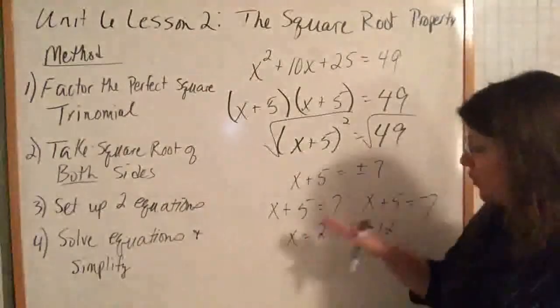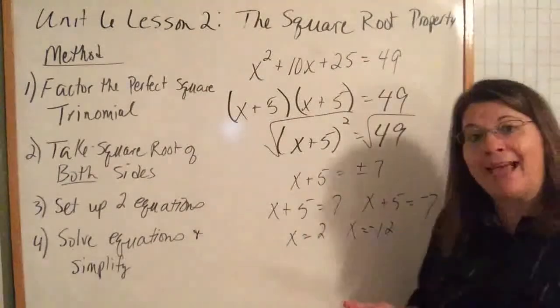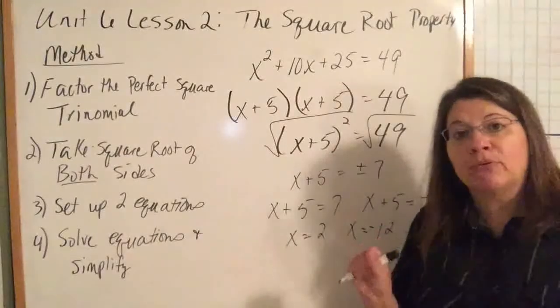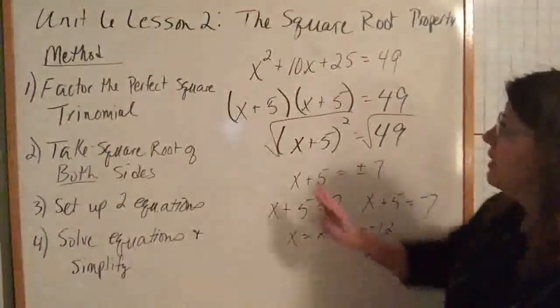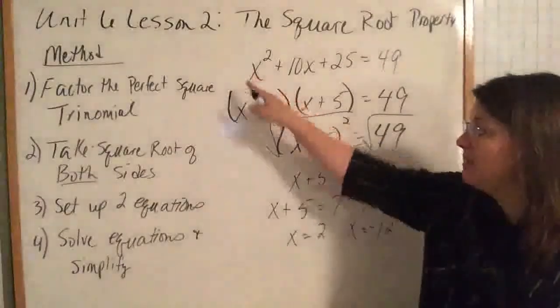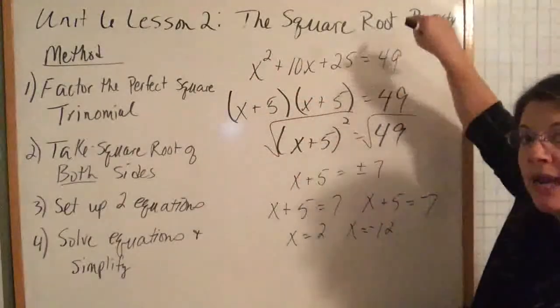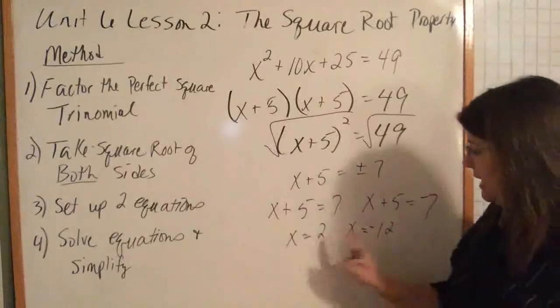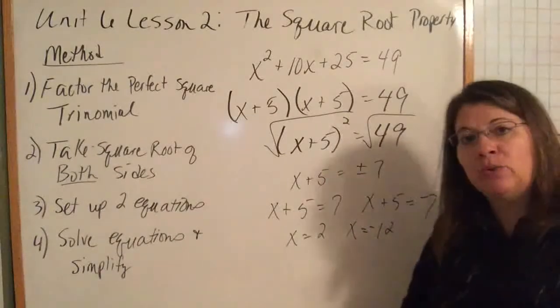That means those are the 2 points on the x-axis where our parabola will cross. Now, this was a positive number, positive a, so we know the graph will be going up, and it crosses the x-axis at 2 and negative 12.